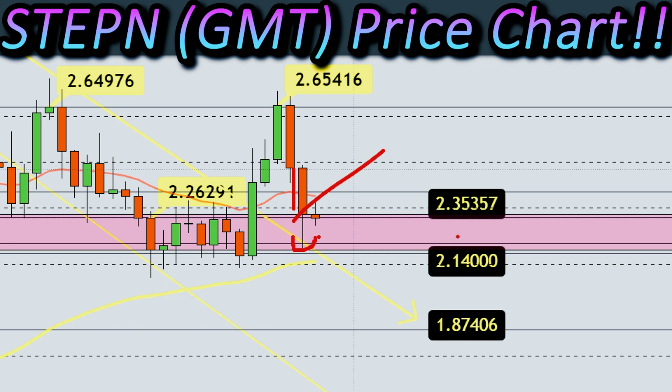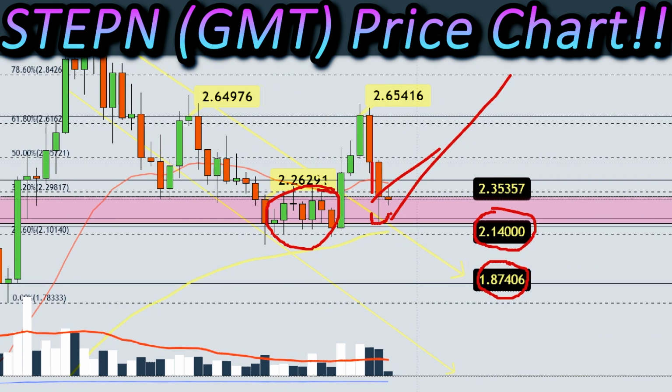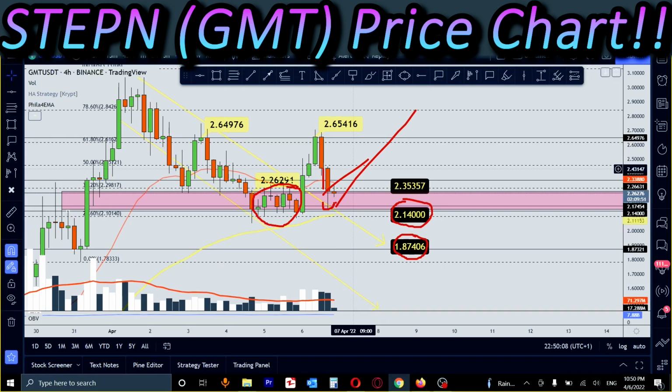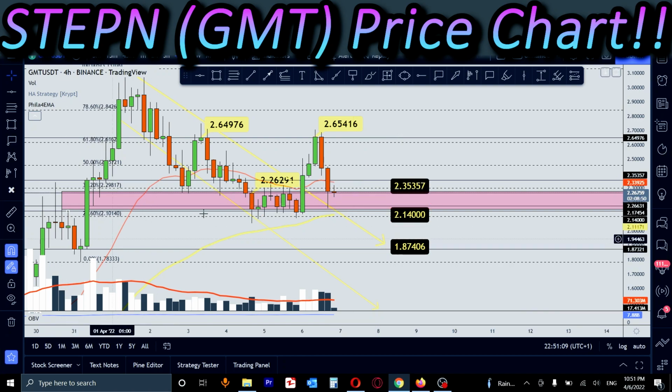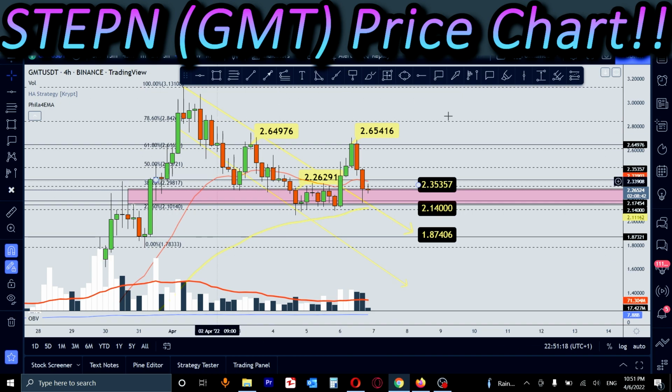So from my side, 2.14 would be the first level of support, and 1.87 would be the second level of support. If we consolidate above this level, just like we did in the past, then we can have another level. But this pattern doesn't seem to be a bullish pattern. It is more of a ranging or accumulation pattern. As it has been in the trend, the trend vanishes after some time, so the volume might shift to another coin. Maybe we're going to see the volume shift to some more coins.